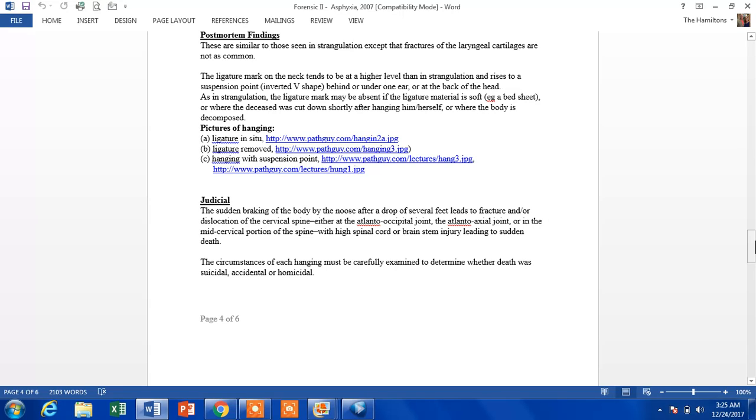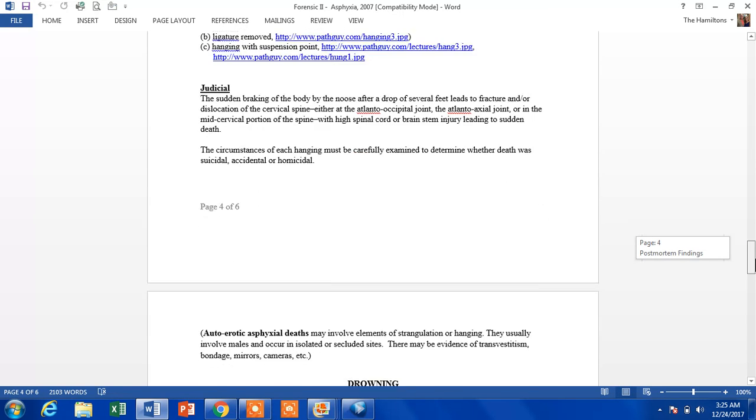Judicial. The sudden breaking of the body by the noose after a drop of several feet leads to fracture and or dislocation of the cervical spine, either at the atlanto-occipital joint, the atlanto-axial joint, or in the mid-cervical portion of the spine, with high spinal cord or brainstem injury leading to sudden death. The circumstances of each hanging must be carefully examined to determine whether death was suicidal, accidental, or homicidal.